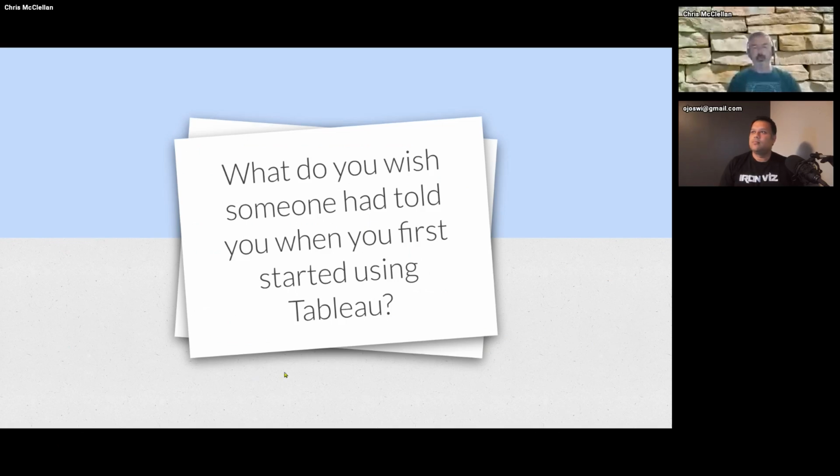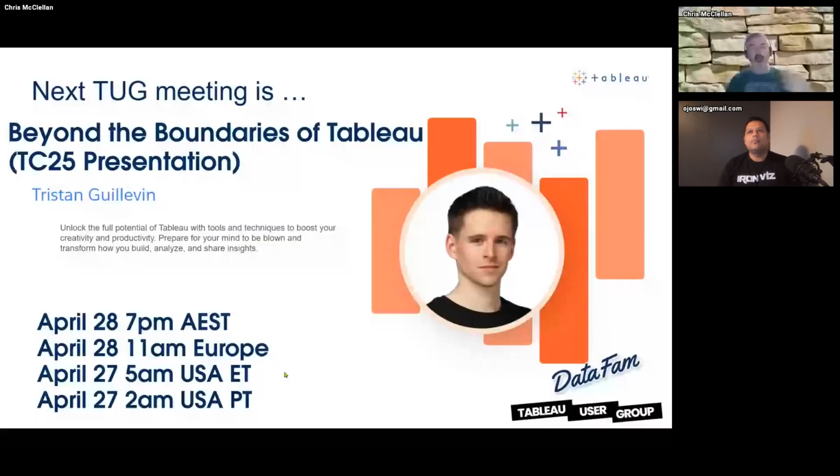Cool. Moving on to the next part, which is the next HUG meeting. Tristan, who was demonstrating at TC, does a lot of crazy stuff in the best possible way. He's doing his presentation of Beyond the Boundaries of Tableau, basically how he's almost pulled Tableau apart and put it back together again a different way, and all the different extensions and vizzes and other things that he does with Tableau. It's on in a few days' time, so all the times are on your screen right now. It's the one meeting, just at different times around the world.